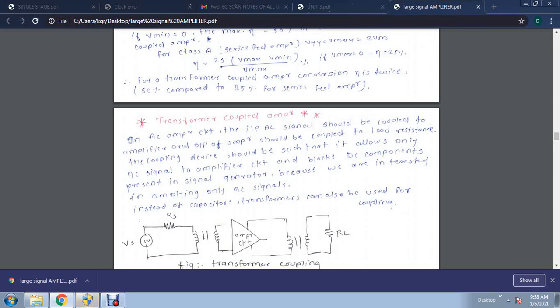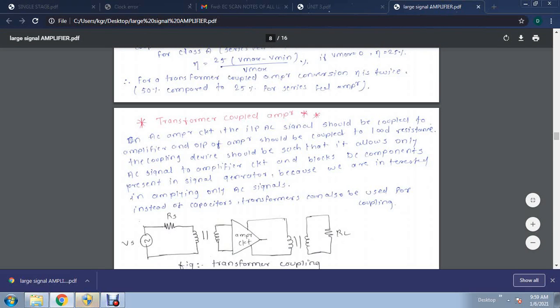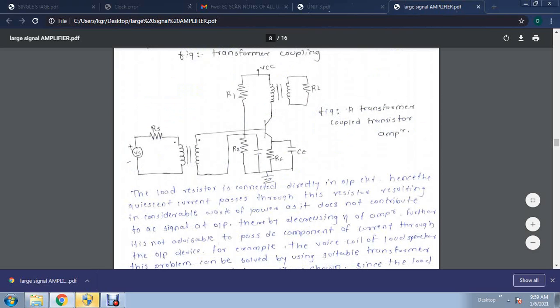The transformer's purpose is in the AC amplifier circuit. The input AC signal should be coupled to the amplifier and the output of the amplifier should be coupled to the load resistance. The coupling device should be such that it allows only the AC signal to the amplifier circuit and blocks the DC component present in the signal generator. Because we are interested in amplifying the AC signal, instead of a capacitor a transformer can also be taken as coupling. Here RS is the source resistance, VS is the source voltage, and we take a transformer at the input. R1, R2 and RE provide biasing and stabilization. CE is the bypass capacitor across RE, and RL is the load resistor.